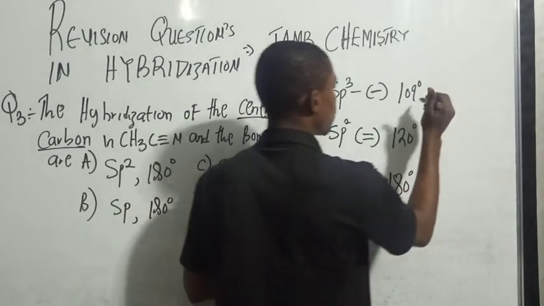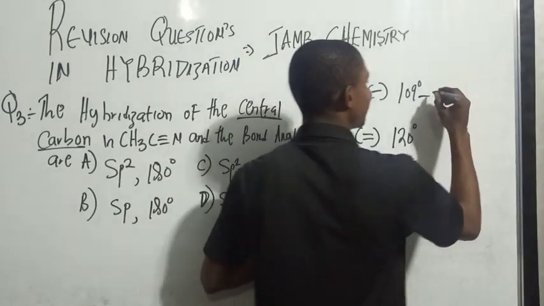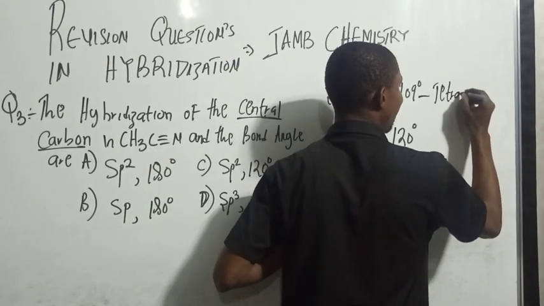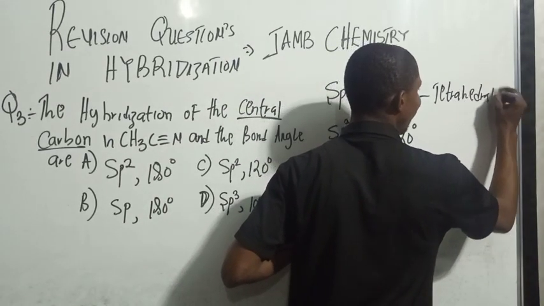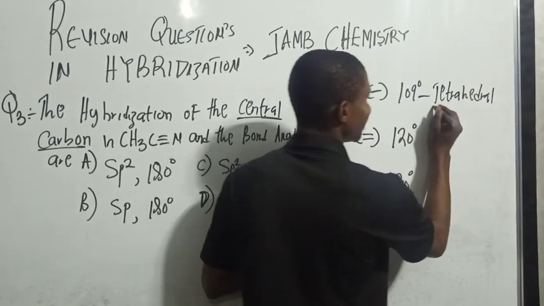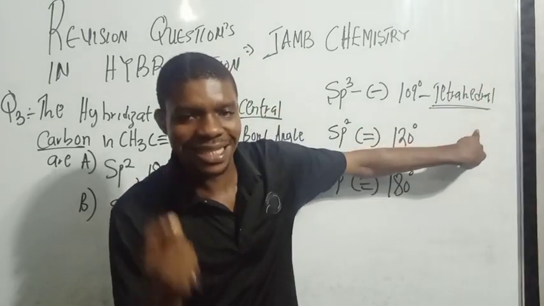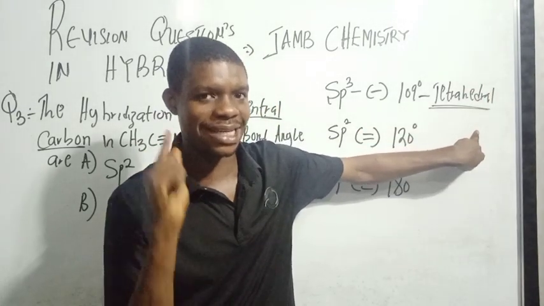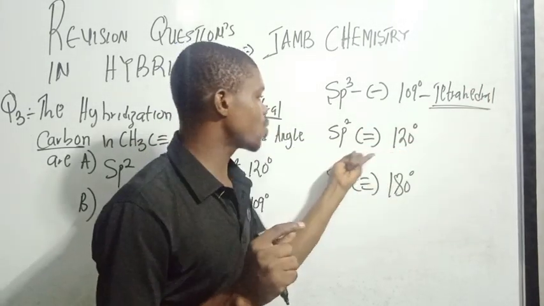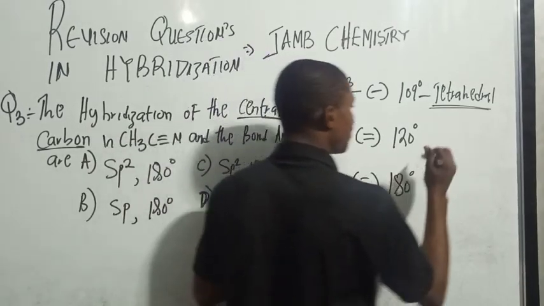Now the shape of this one is called tetrahedral. Tetrahedral in shape. Now you see these questions in the exam, so take note of this. Now this one here is called trigonal planar.